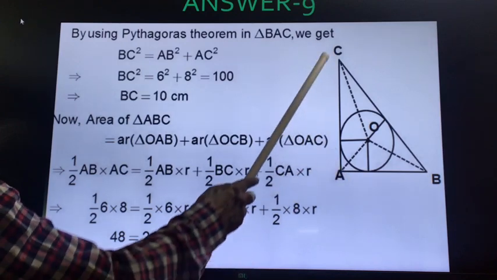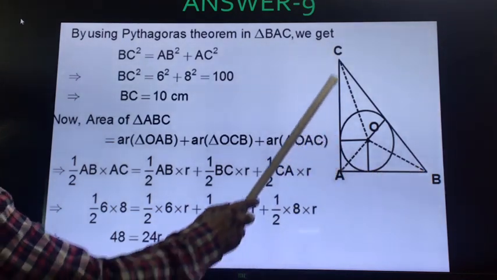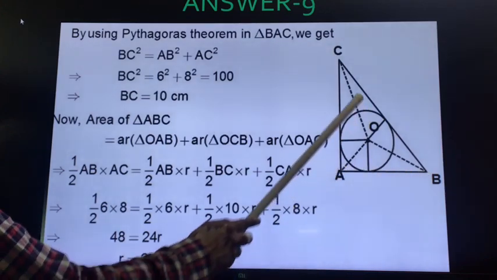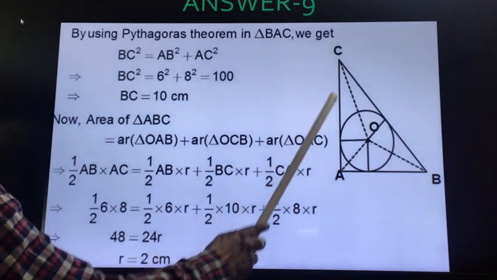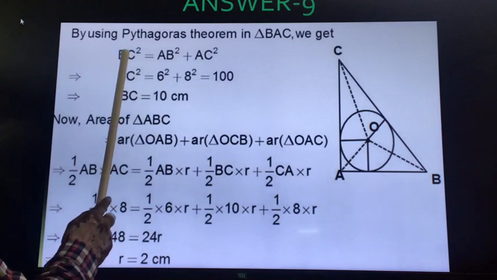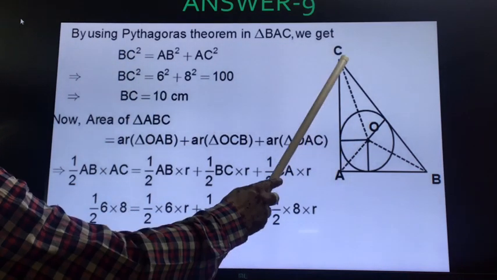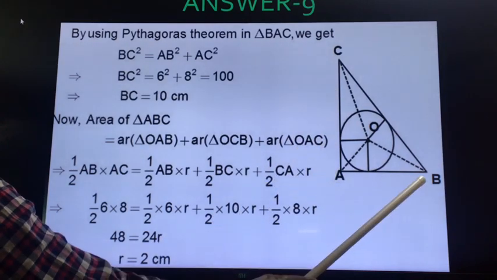BAC in this big triangle. It is already a right triangle, so we can apply Pythagoras theorem. By that, hypotenuse square is equal to perpendicular square plus base square. So BC square is equal to AB square plus AC square.